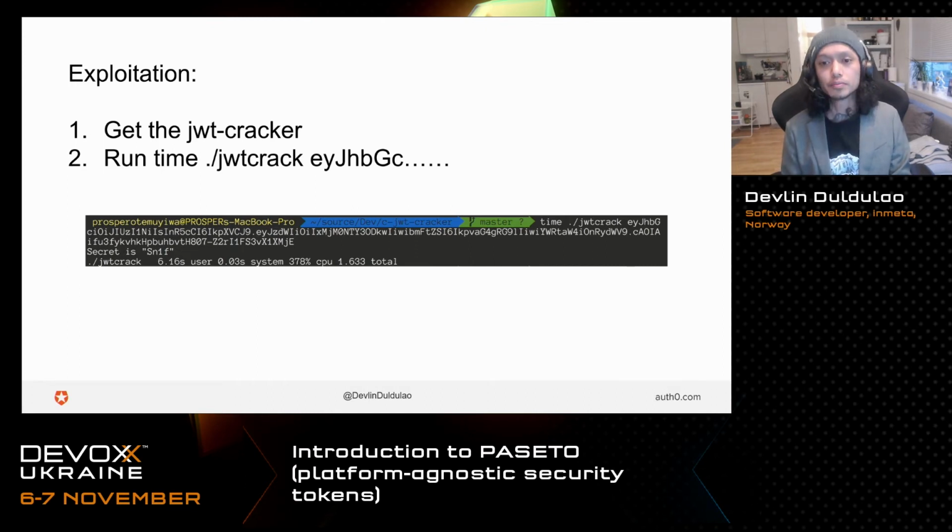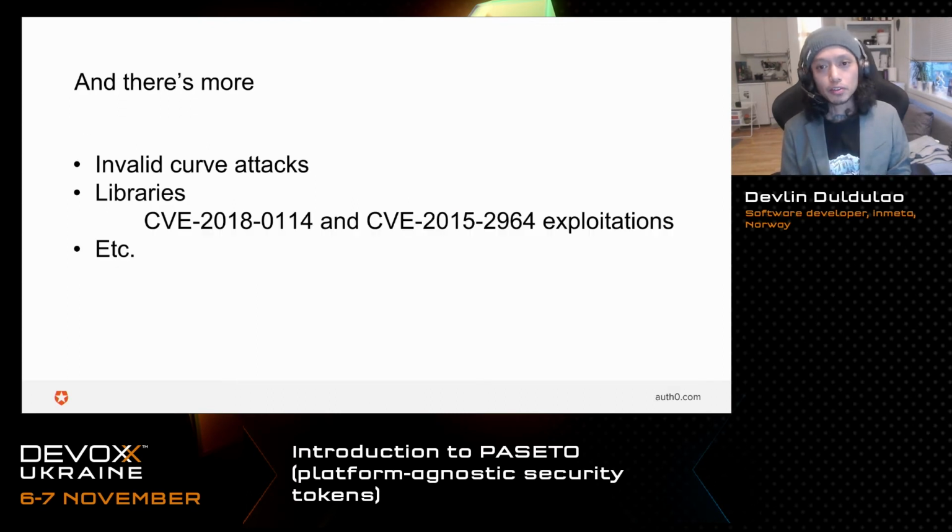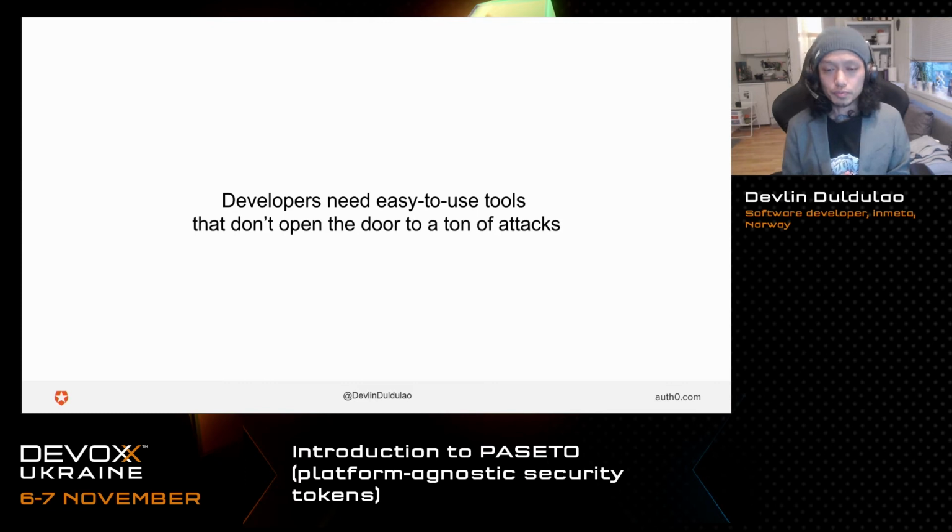And there's more, actually: invalid curve attacks and library CVEs. You can also find these online. There's a lot, and so on. So these are the exploitations that you can find in JWT.